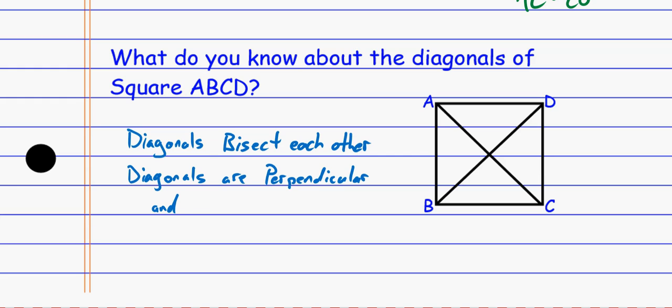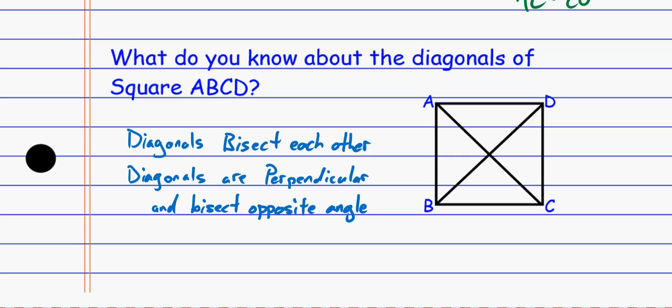And they bisect the opposite angles. And again, that's because the square is also a rhombus. So the square is special because, yeah, it's a parallelogram, but it also has the definition of a rhombus, so it gets all the properties of the rhombus.